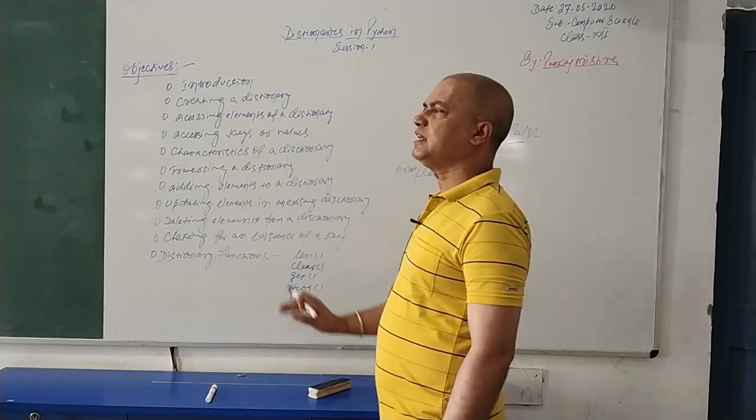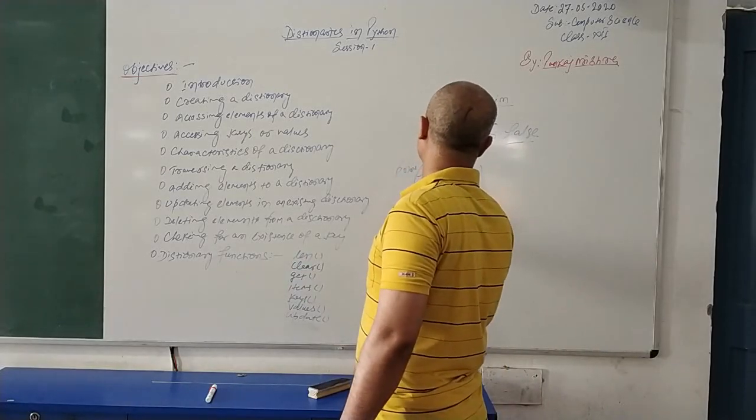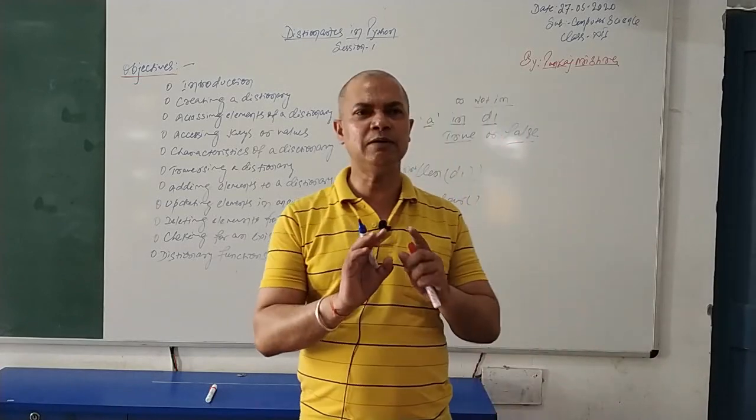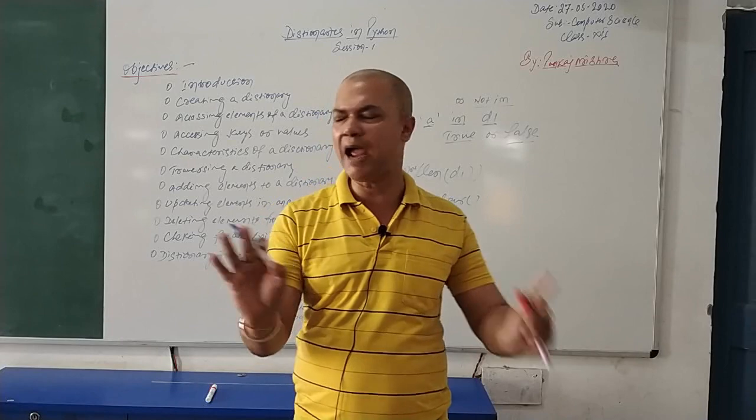Clear method simply clears the dictionary. So you have to write D1 dot clear. The clear method simply clears all the elements of a dictionary. Your dictionary will be completely empty.